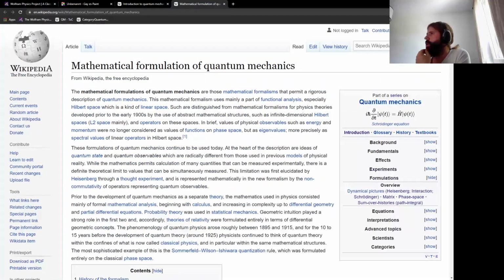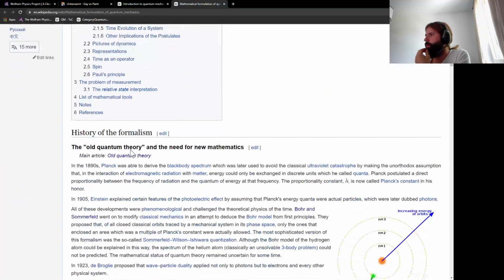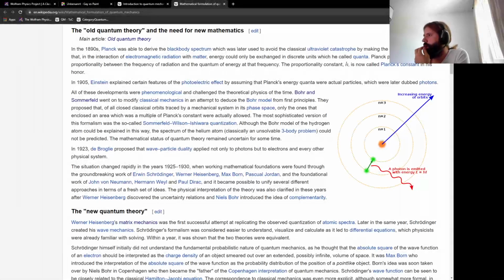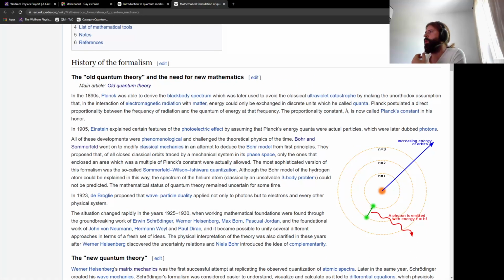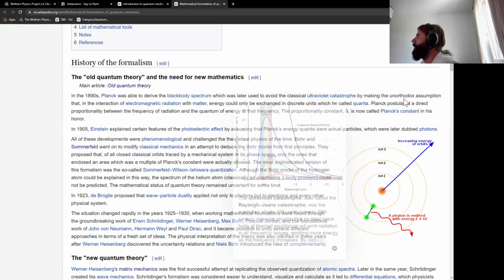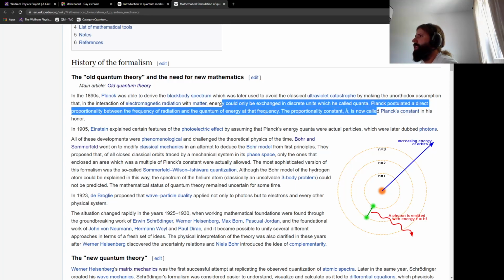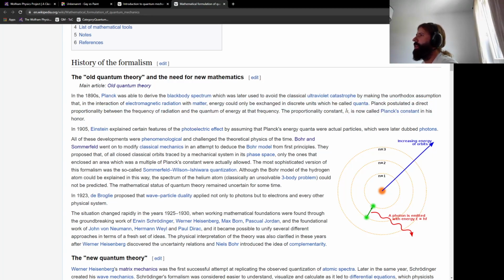So where are we here? The formulations of quantum mechanics. The postulates, I wanted to do the postulates, right? But here's the old quantum theory, a bit of history. Planck derived the black body spectrum, which was later used to avoid the classical ultraviolet catastrophe by making the unorthodox assumption that in the interaction energy could only change in discrete units called quanta. Planck postulated a direct proportionality between the frequency of radiation and the quantum energy, and that's Planck's constant. I had it right there.